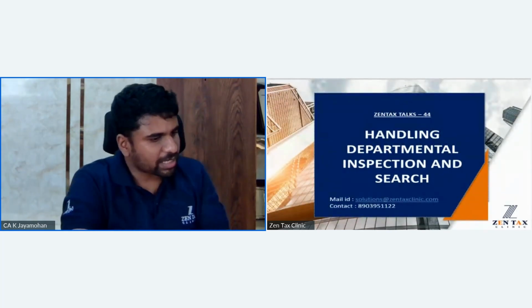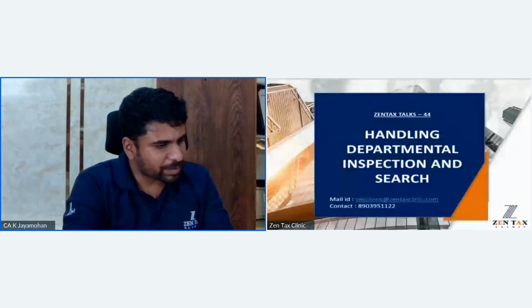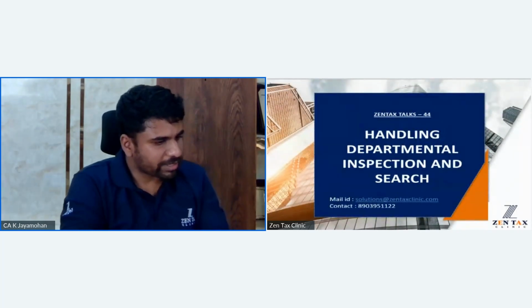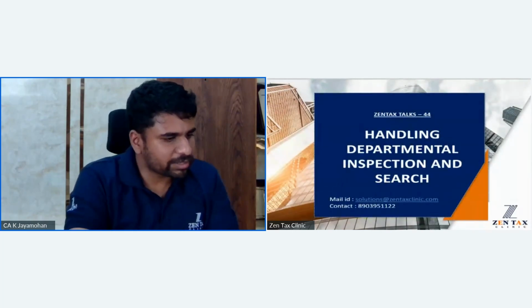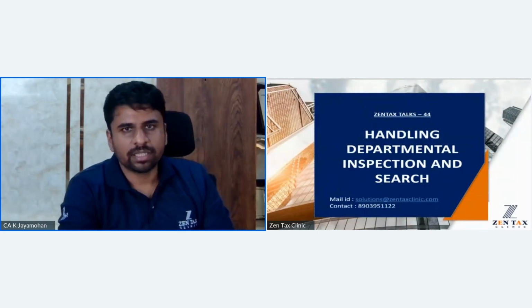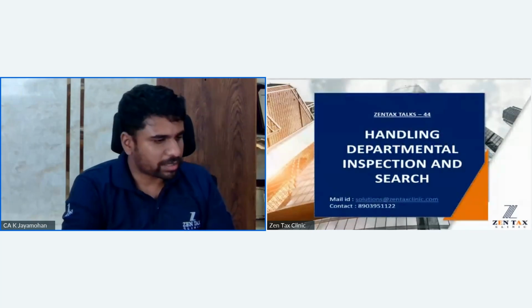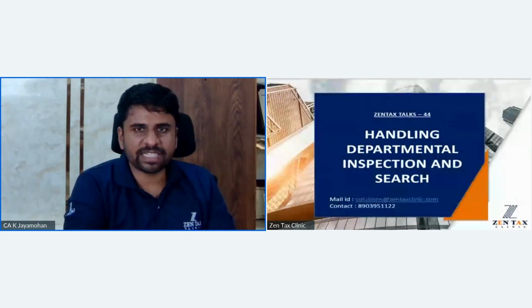Sir, Gunasekharan sir, from which date onwards will the inspection start? With effect from? Which date are you talking about? I'm not able to understand, because inspection will not be informed in prior, sir. Inspection will not be informed in prior. So there is no specific date.